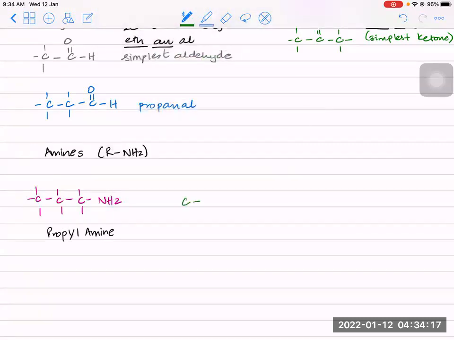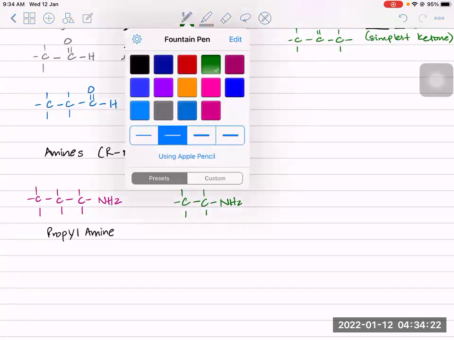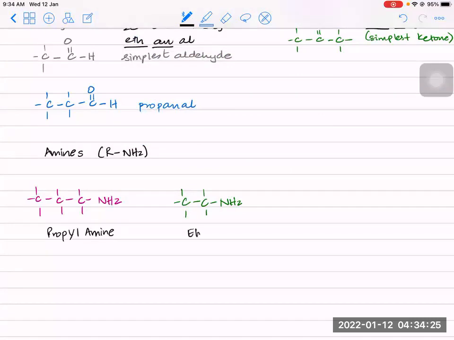Then you have, let's say, a 2-carbon amine. So this right here is what? Ethylamine, because you have a 2-carbon alkyl and an amine. Then you have, let's say, a 1-carbon amine. So this would be called what? Methylamine, right? So this is how we name amines, alkylamine. That's how we name them. All right. So they are named as the alkyl group and the amine.